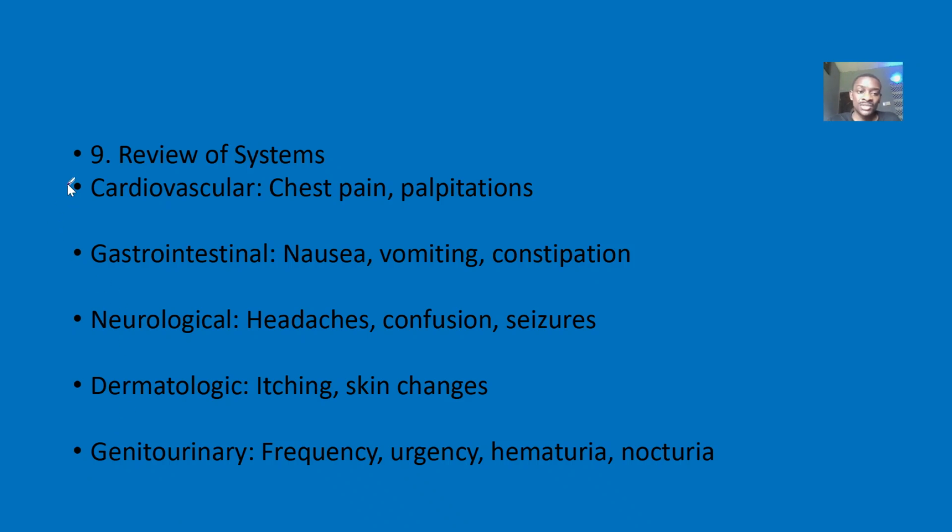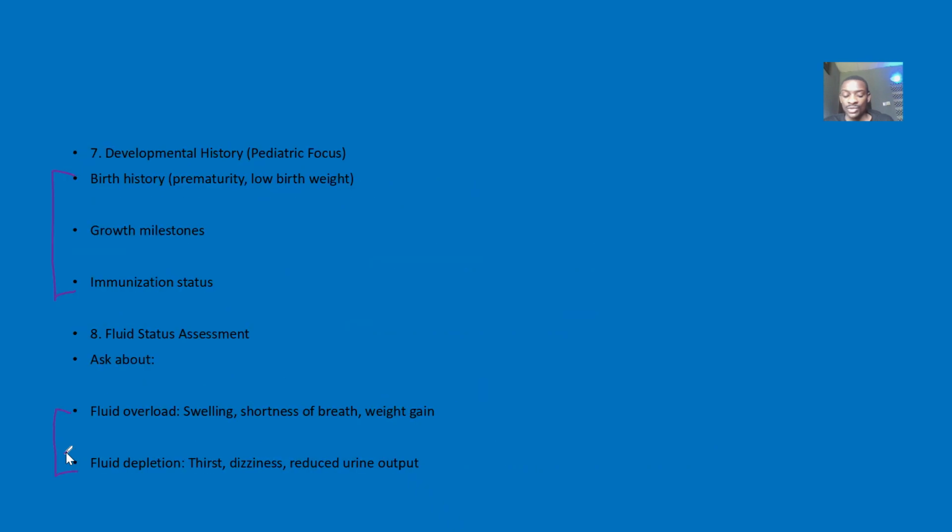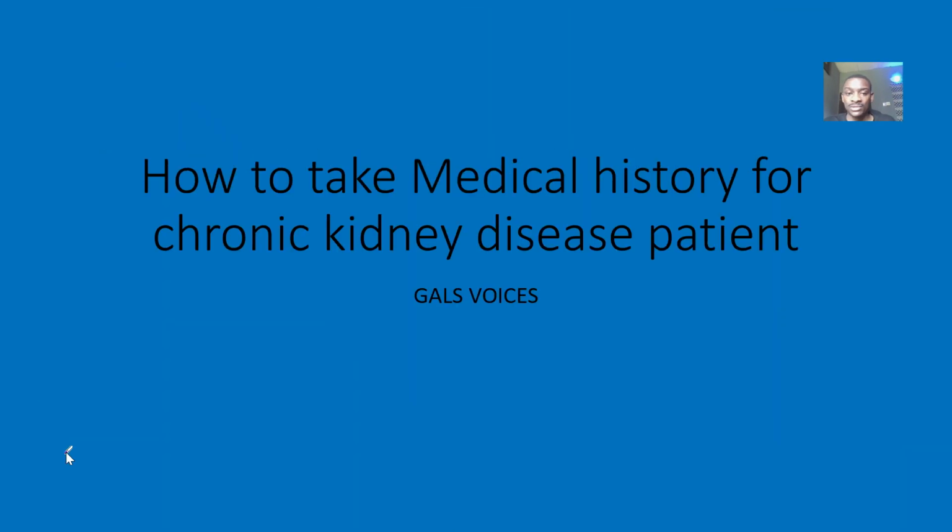So other systems in the body, you are trying to see if there's any other positive findings there. Do you understand? So cardiovascular system, gastrointestinal system, neurological system, dermatological system, genitourinary system. You are trying to look at all of that. Okay, so this is how you take a medical history for a patient that has chronic kidney disease.